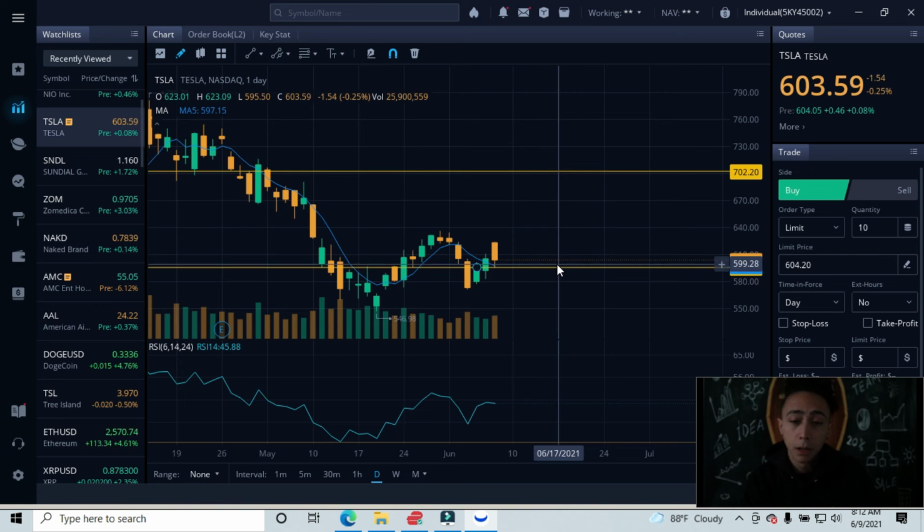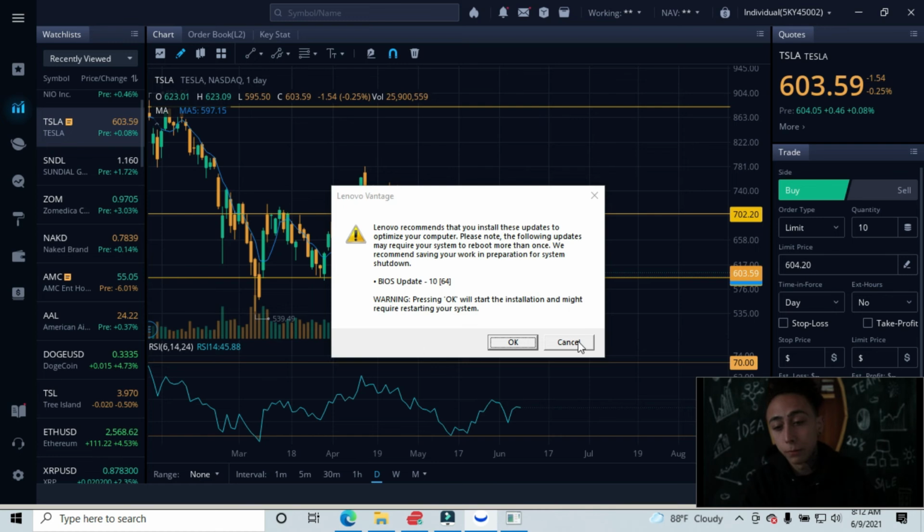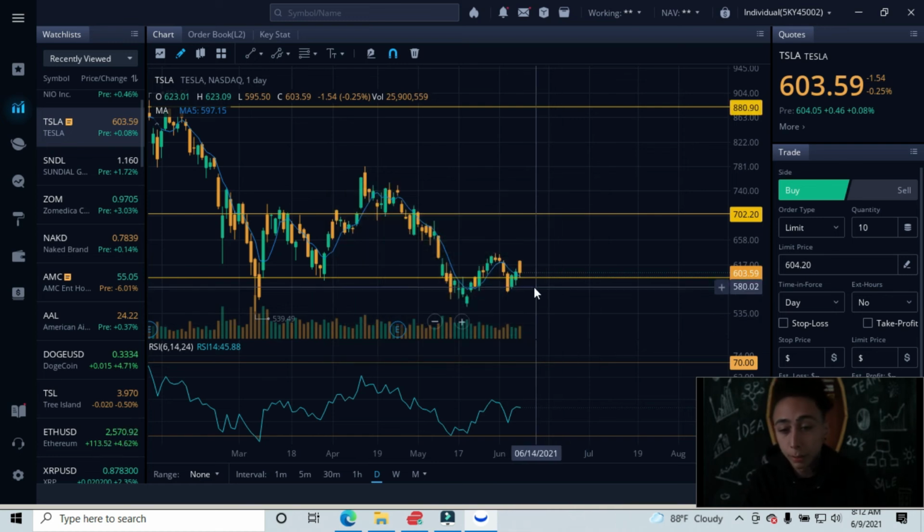But other than that, you guys, I just wanted to make this really short and sweet today. Like I said, I don't really have an issue if you guys were to get in. Just have a tight stop loss, like I said, around maybe the 580 or the 589 dollar area, and that's going to be below the resistance line.